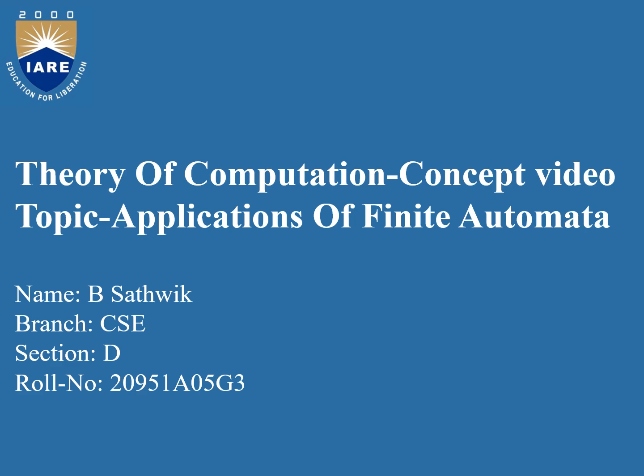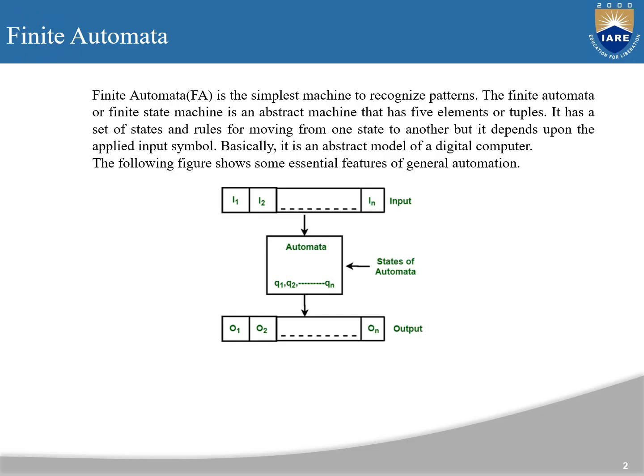Today my topic for the theory of computation concept video is applications of finite automata. Finite automata is the simplest machine to recognize patterns. The finite automata or finite state machine is an abstract machine that has 5 elements or tuples. It has a set of states and rules for moving from one state to another, but it depends upon the applied input symbol. Basically, it is an abstract model of a digital computer.